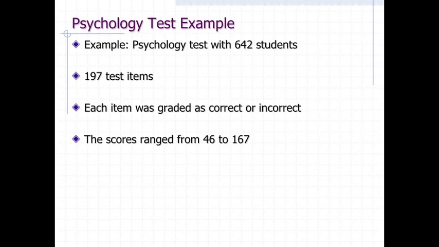To illustrate, we will create a histogram based on the scores of 642 students on a psychology test. The test consists of 197 items, each graded as correct or incorrect. The student scores ranged from 46 to 167.